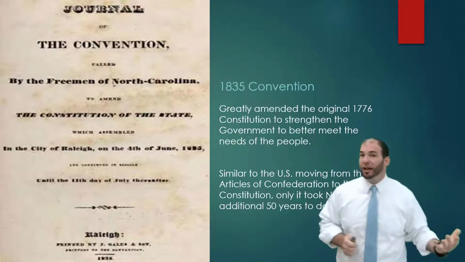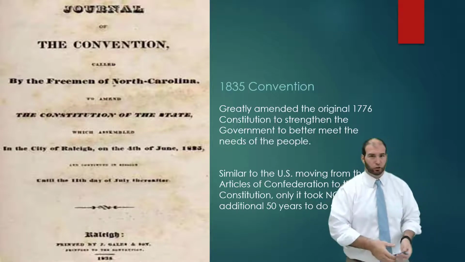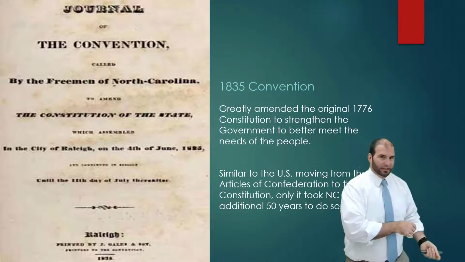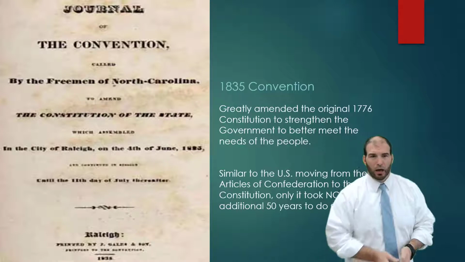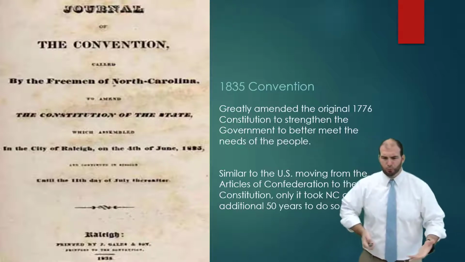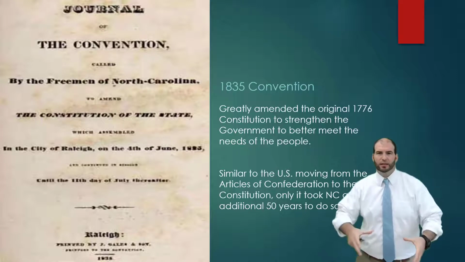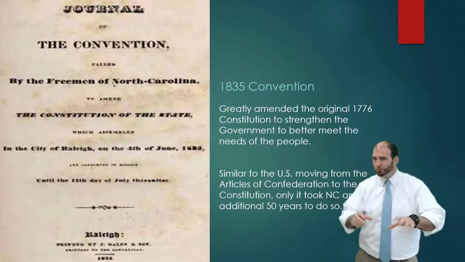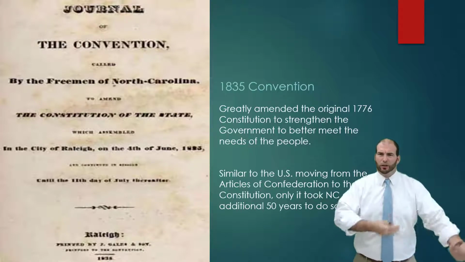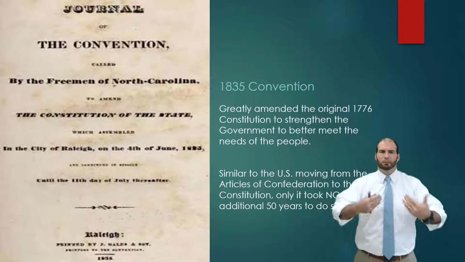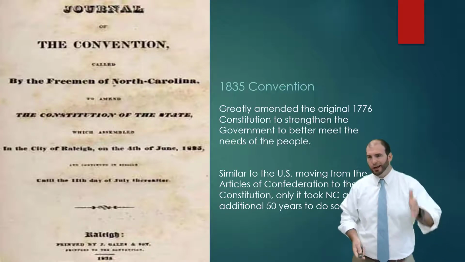So there's a convention in 1835, and they've really, really intensely changed the Constitution. They don't throw out the 1776 Constitution, but they make a lot of changes to it that really increases the strength of the government. At this point, the governor has the ability to have 2-year terms. Let's not get crazy here with it. But it does do a lot to kind of strengthen the government and make it more effective. So it's going to work, all right?